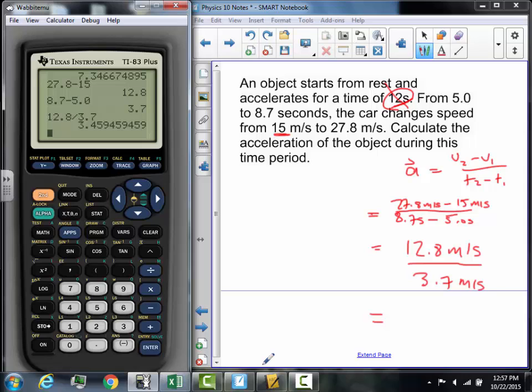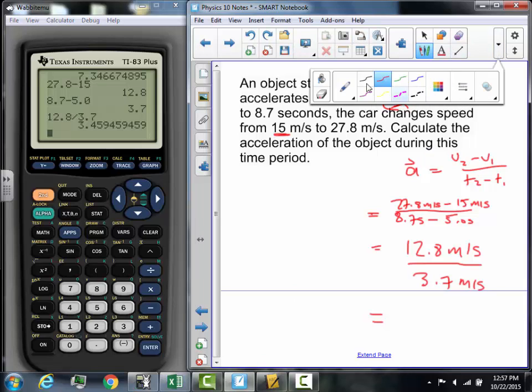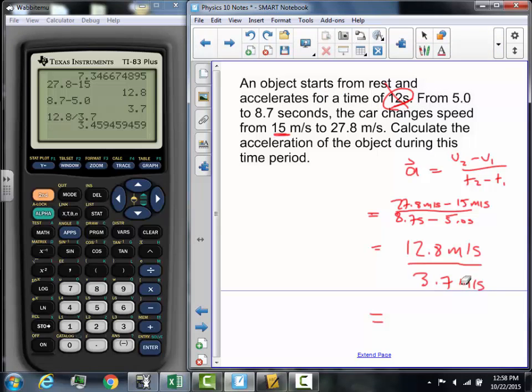Shouldn't the bottom just be seconds? Oh, good catch. Thank you. The bottom is just seconds. What did I say it was? 3.7 seconds?